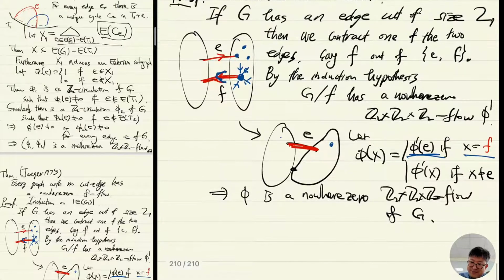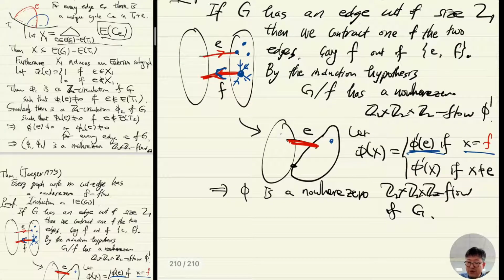All right. So as long as you have a cut of size 2, you can easily contract and win by induction. And this is true in general. If you want to prove the nowhere-zero 5-flow conjecture, you can assume the graph is 3-edge connected. Right?